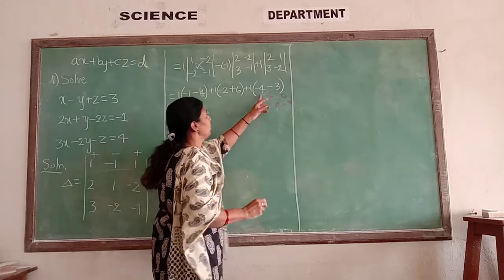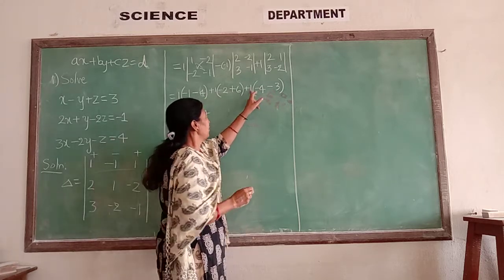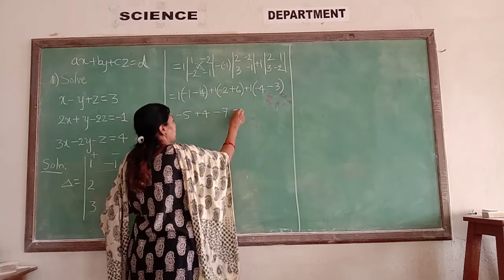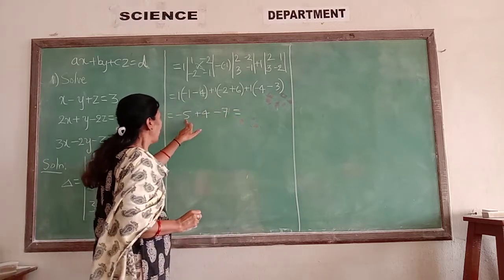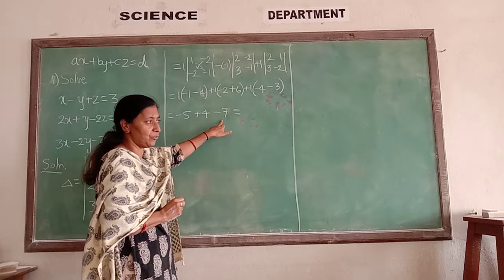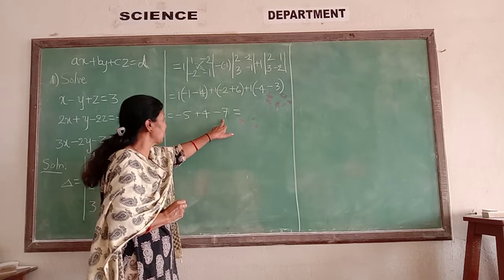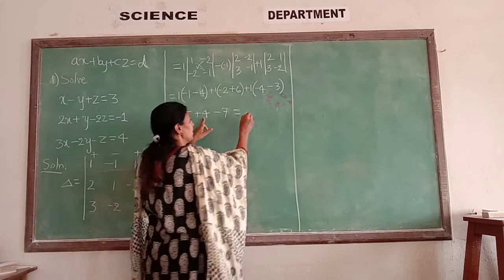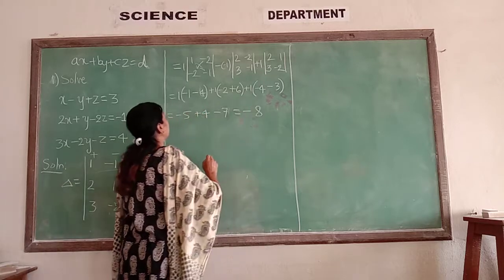And then minus 4 minus 3 is minus 7. Minus 7 into 1 is minus 7 only. So the final answer for this is minus 5 minus 7. You have to add them first. It will become minus 12. Minus 12 plus 4 is minus 8. Minus 8 is the delta value.